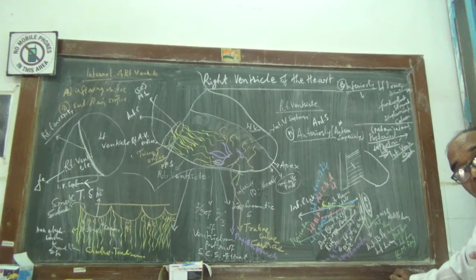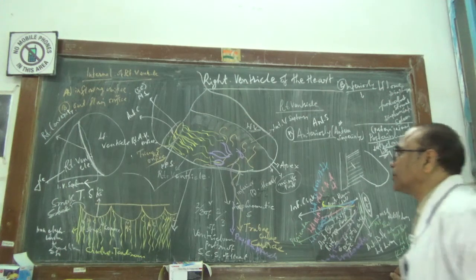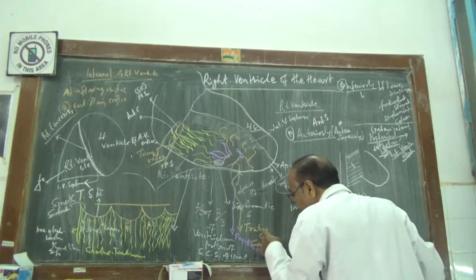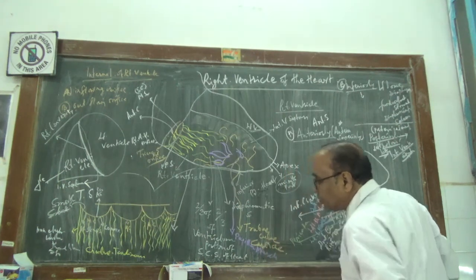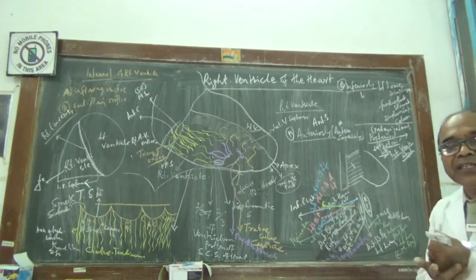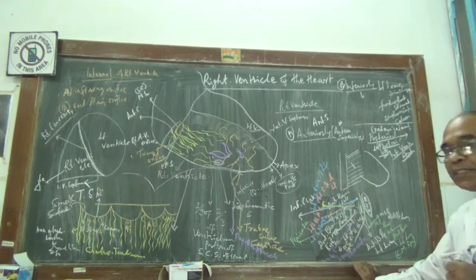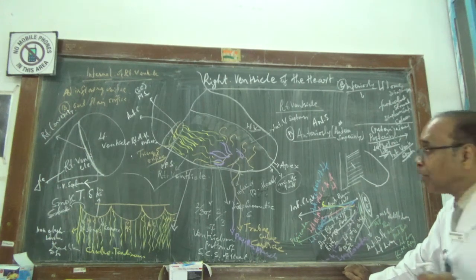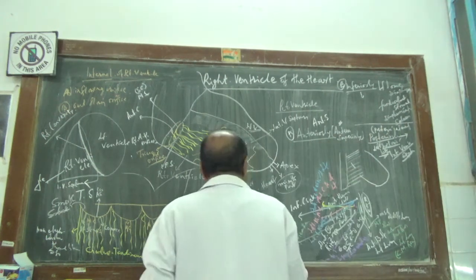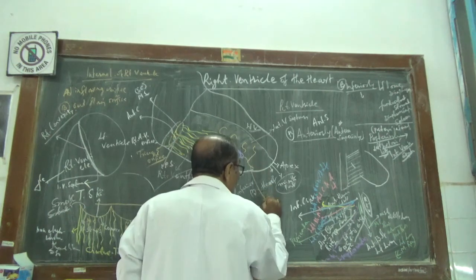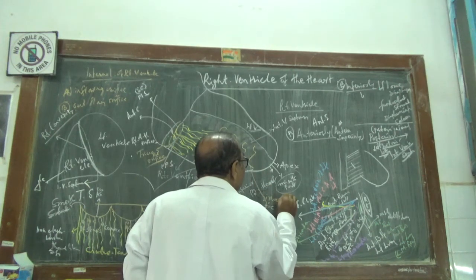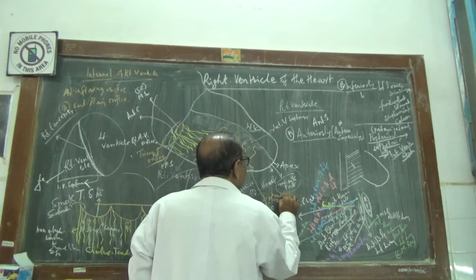Why are the chordae tendineae more? Because there are the 3 cusps. That is the main anatomical reasoning or consideration. Now coming to the trabeculae carneae. What is the trabeculae carneae? Trabeculae carneae is nothing but the irregularly scattered meshwork of the muscles. That is the ventricular muscles.